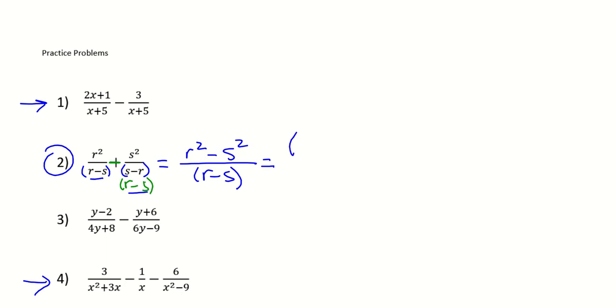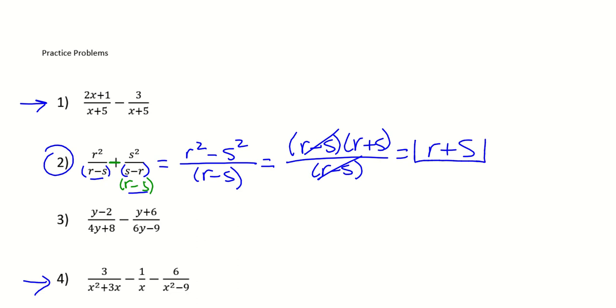I'm going to factor the top, that is r minus s, times r plus s over r minus s. We have a common factor we divide out, and we are left with r plus s, and that's our final answer. So recognizing that we can switch this subtraction made this much easier than if we were to look at those as different denominators and create a larger denominator for the common one.